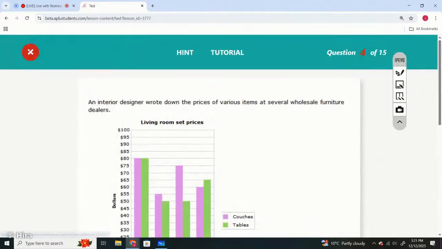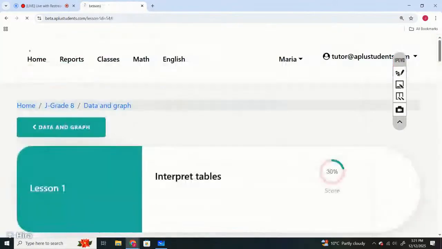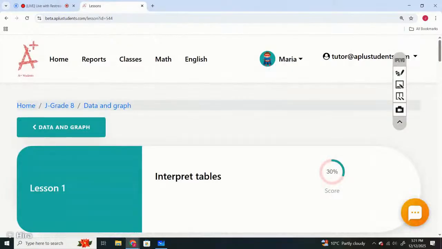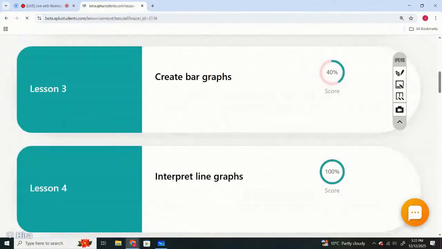Okay, you can complete the lesson by yourself later today. Let's just move on to the next lesson, bar graphs. Let's just start with the next lesson.